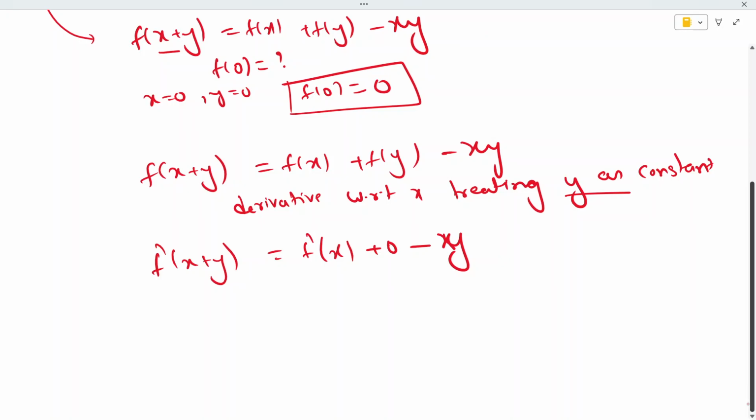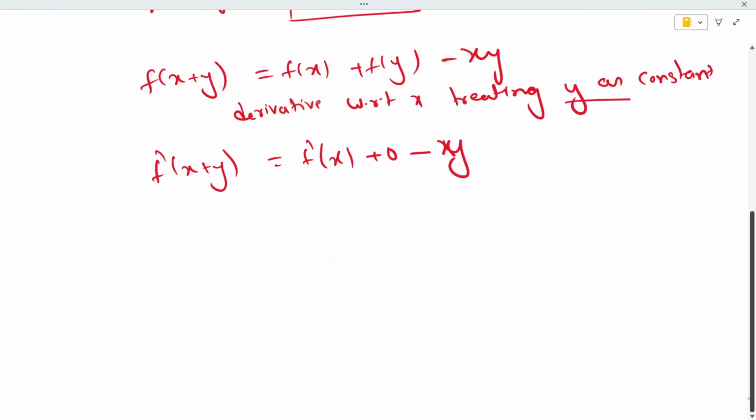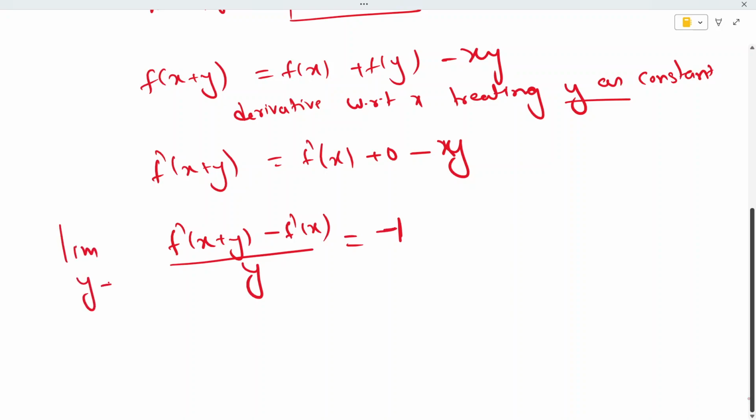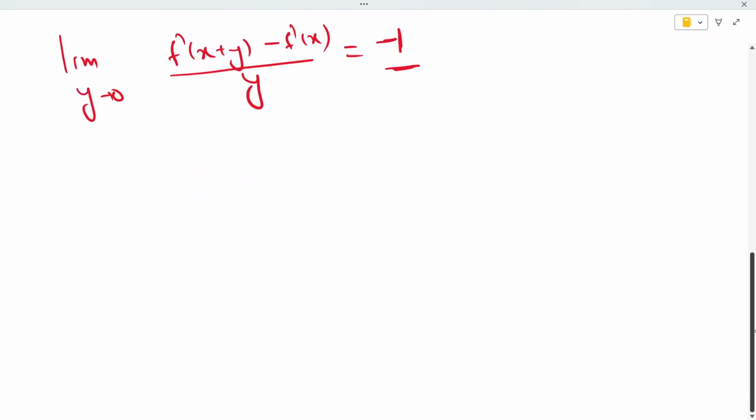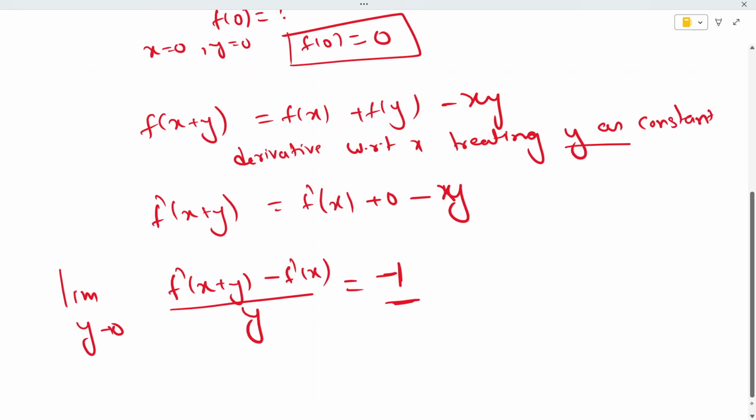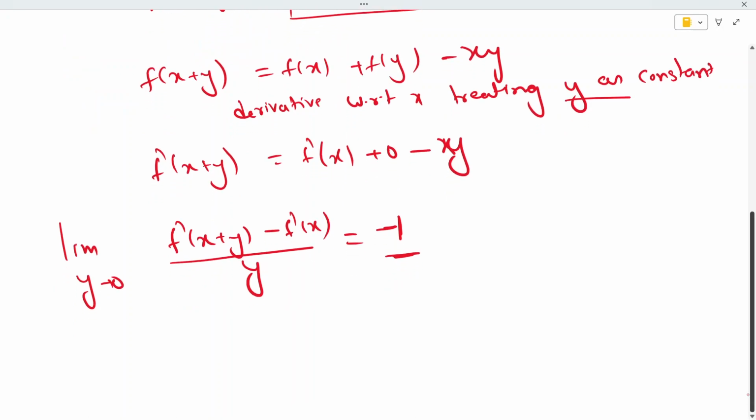Now you got f dash of x plus y. Take this to the left hand side, and we can take this y inside. So what you get? Minus 1. If we take the limit y tending to 0 on both sides, this is constant, this is not affected. When you take the limit y tending to 0, this is independent of y, so the right hand side doesn't affect anything.